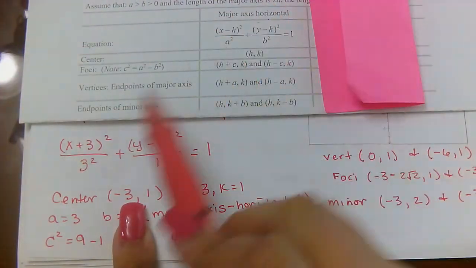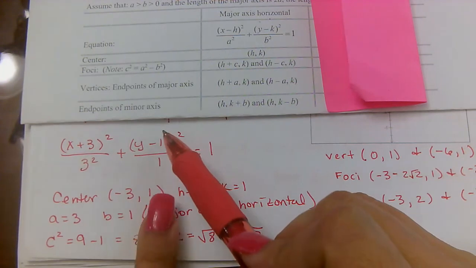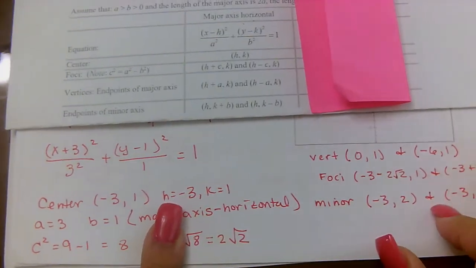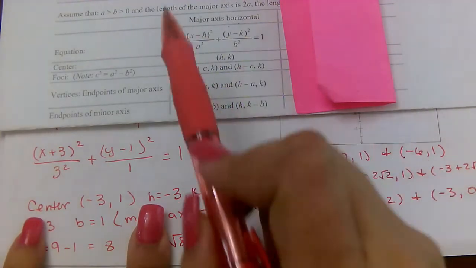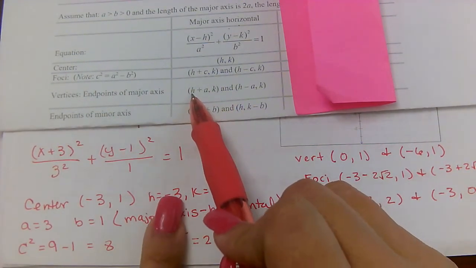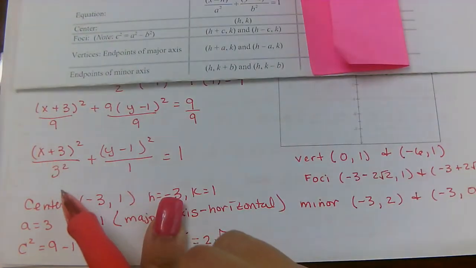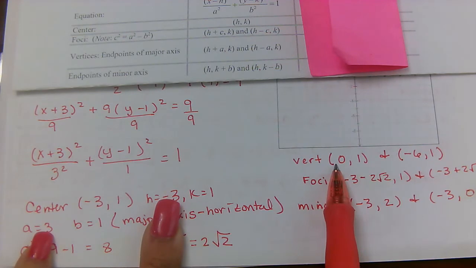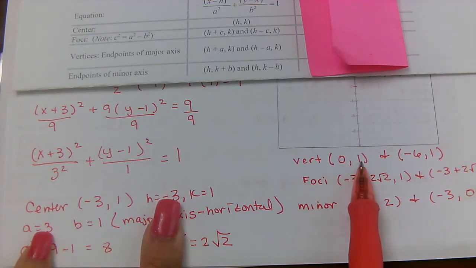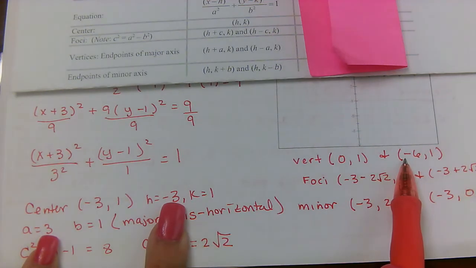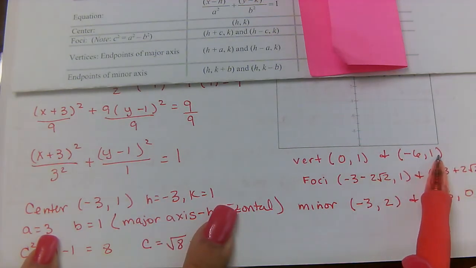Our center is going to be (−3, 1), so my h is −3, my k is 1. In order to find my vertices, I'm going to be using this equation. h, which is −3, plus a. a is going to be 3. So when I add these two together, I get 0, and my k is 1. When I subtract these two, I get −6, and then I also have a 1.